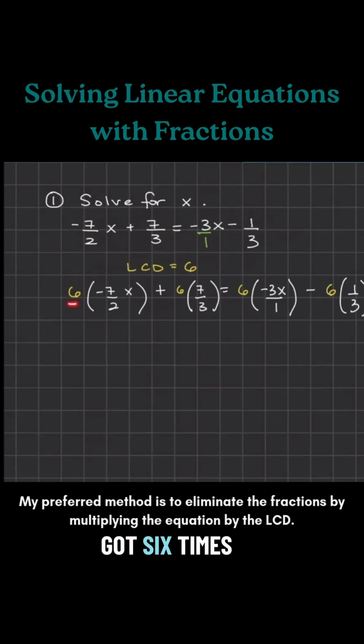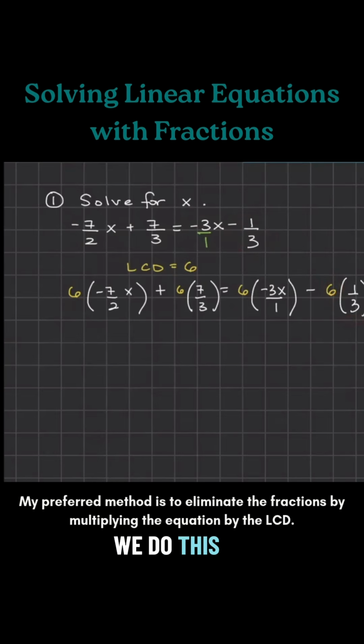Okay, so you've got 6 times the first term, 6 times the second term, and that's everything on the left side of the equation. And then we have 6 times this term on the right side of the equation, and then 6 times the 1/3 right here. So you can do it all in one step, or we can write it out like this.